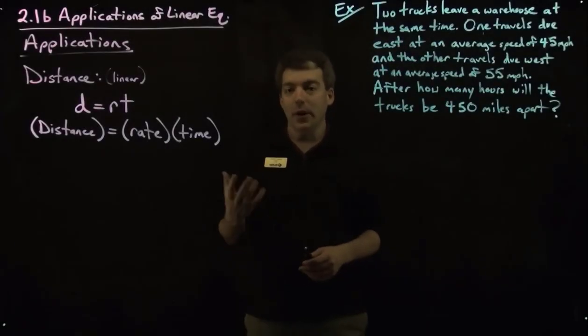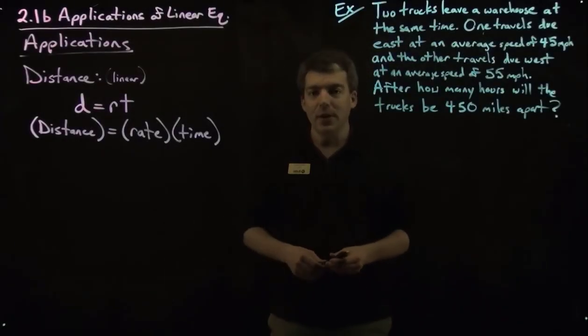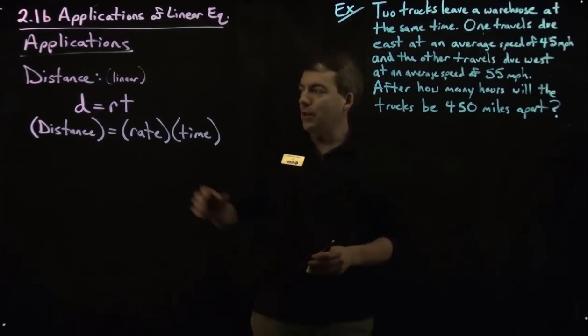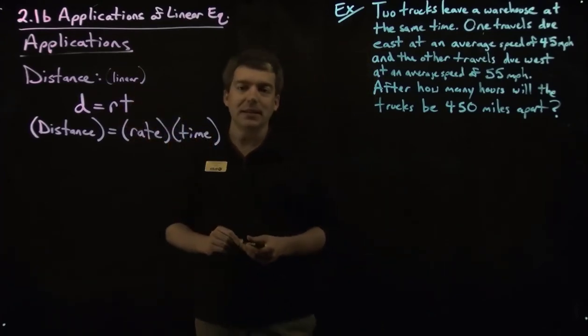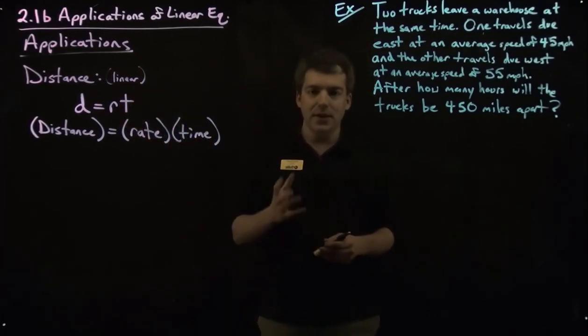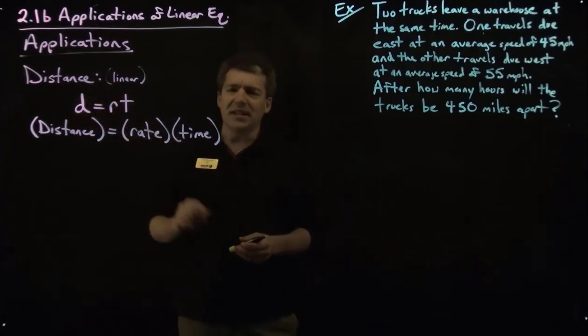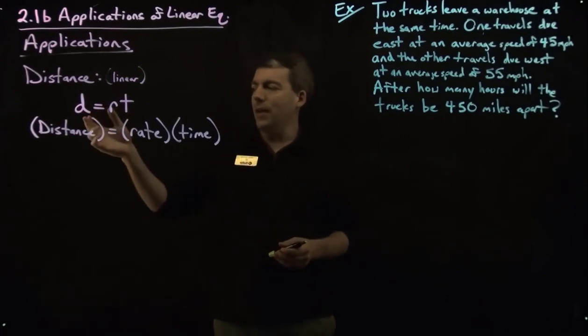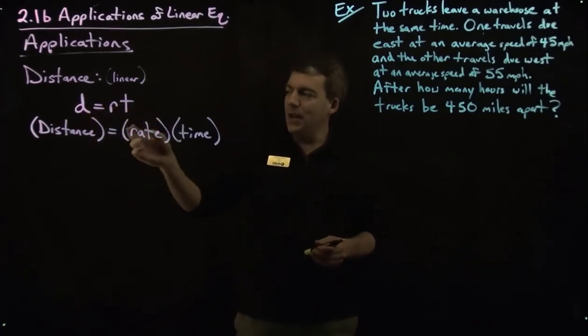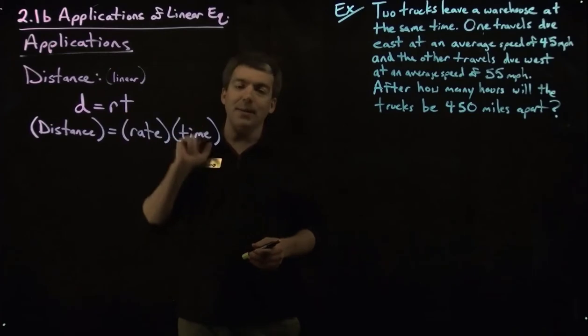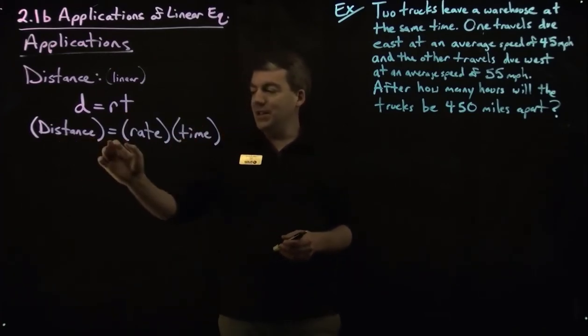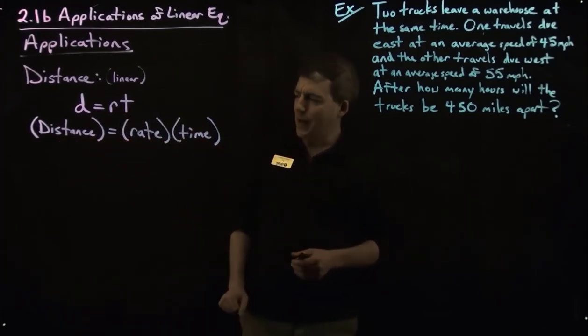Hi. In this video we're going to keep looking at some applications of linear equations. We're going to look in this video at distance, and I think in the next video we'll look at interest rates. So let's look at just the basic distance formula. The distance an object travels is the rate the object travels at times its time. So distance equals rate times time. Always want to think about it that way.